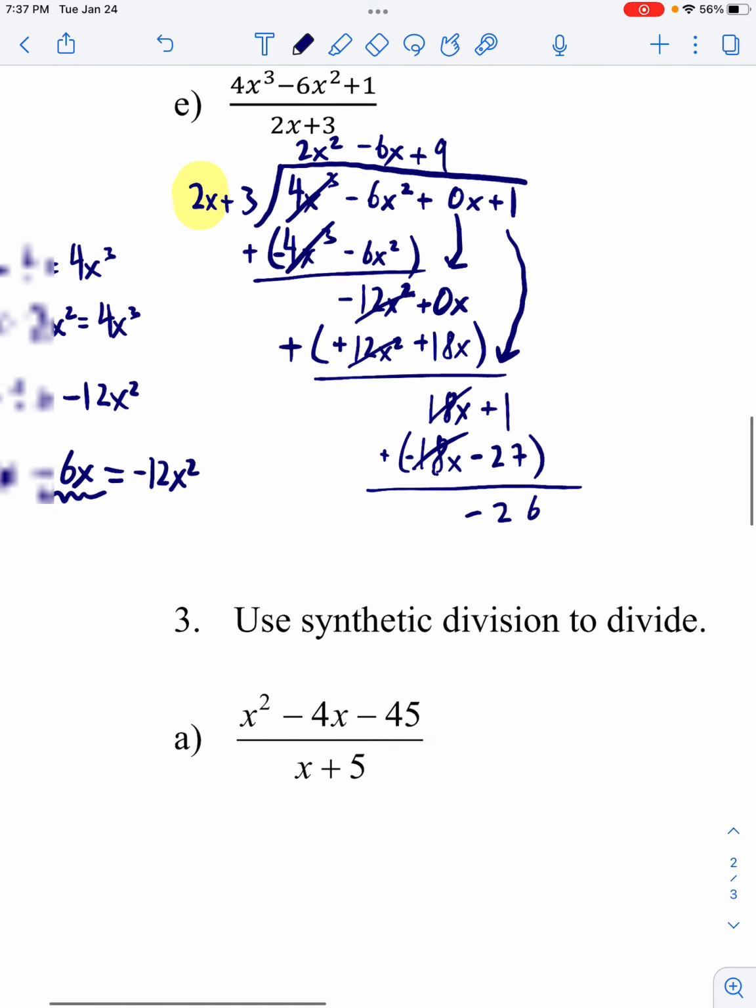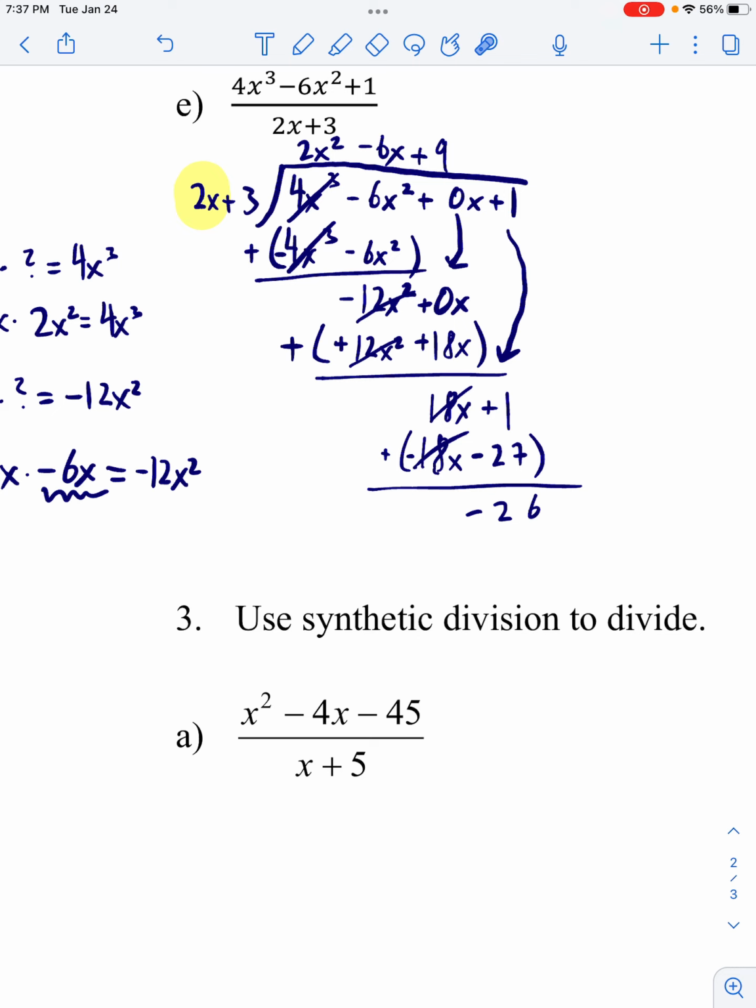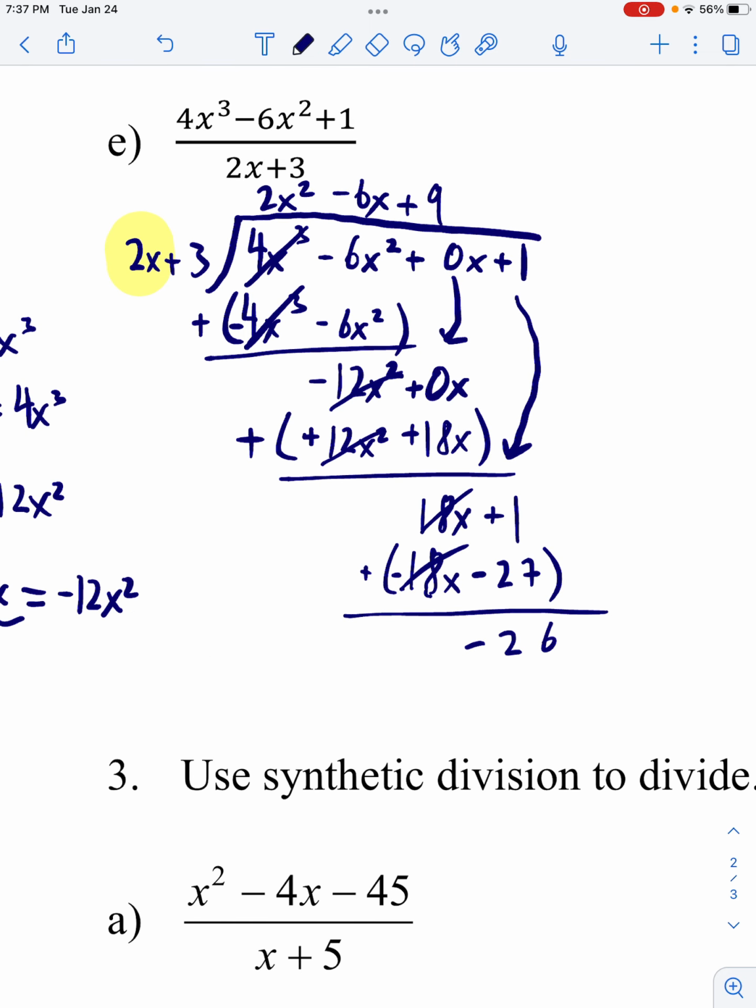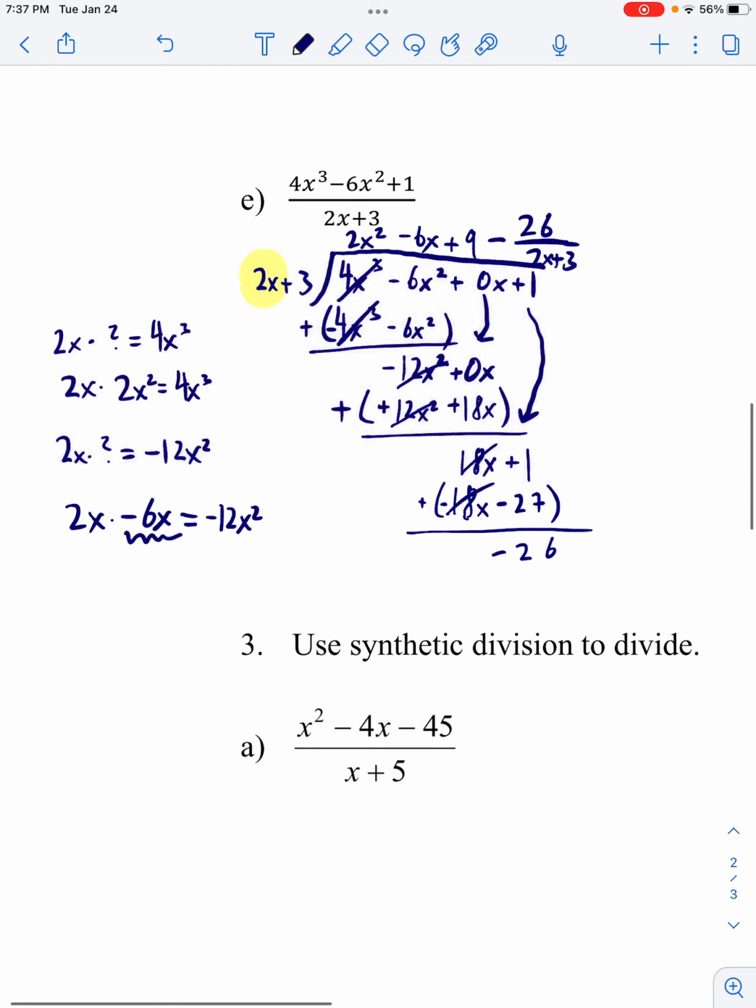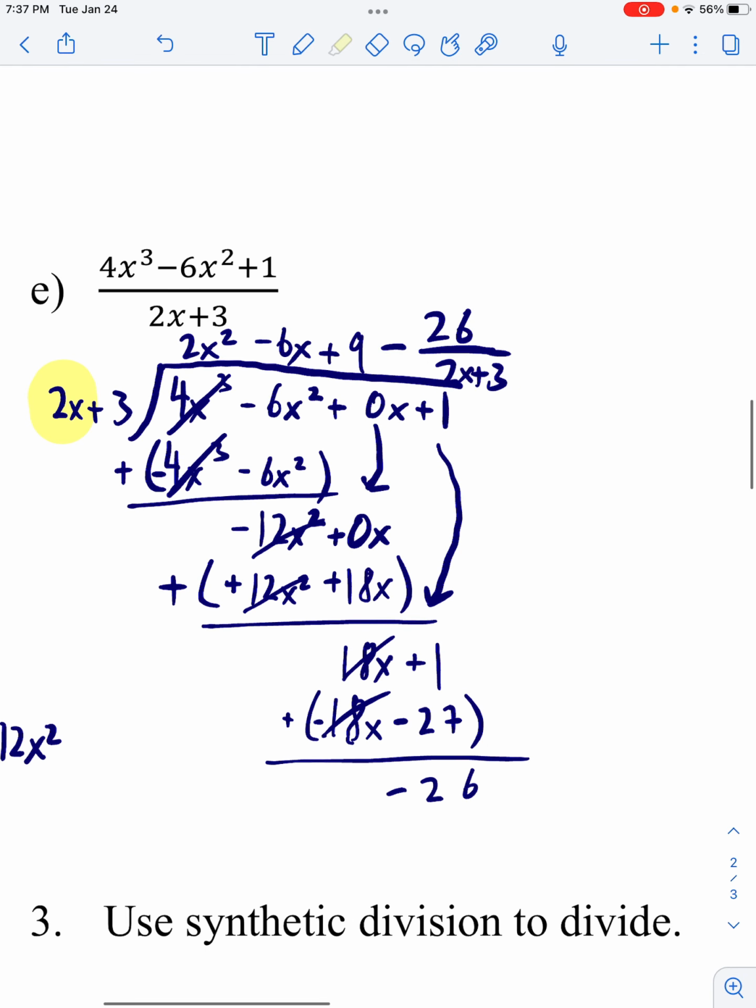And then 2x does not go into negative 26 at all. As soon as the degree of your remainder is less than the degree of your divisor, you're done. The degree of a constant term like negative 26 is 0. And we just write that remainder, minus 26, over 2x plus 3. The remainder over the divisor. So that's going to be my answer.